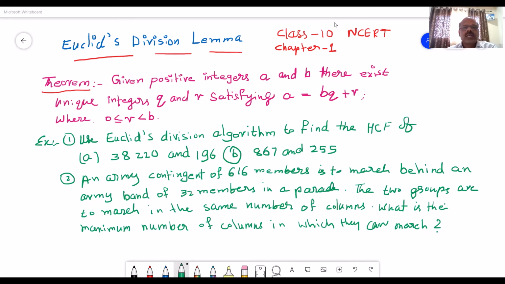Euclid's division algorithm or lemma is used for finding the highest common factor, HCF. Two numbers are given in the first question, 38220 and 196. We will find the HCF of those two numbers. In part B, 867 and 255, that also will be found. After that, a descriptive question is there, that also we will solve. First of all, we will define what Euclid's division lemma is.